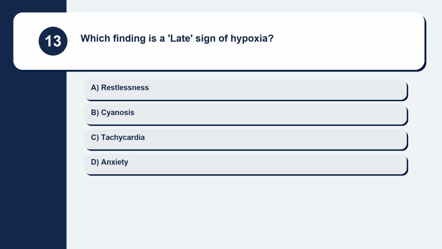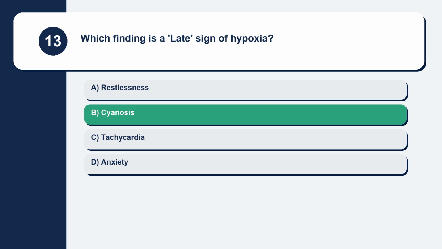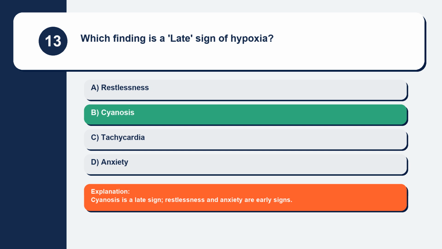Question 13. Which finding is a late sign of hypoxia? Restlessness, cyanosis, tachycardia, anxiety. Cyanosis is a late sign; restlessness and anxiety are early signs.